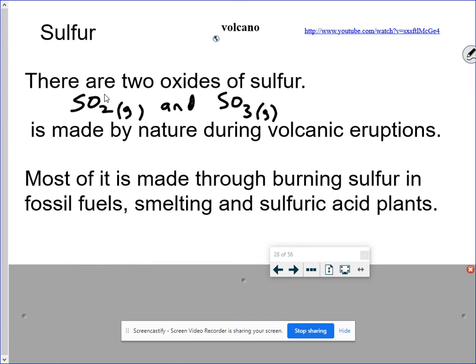Okay. Most of the sulfur that isn't erupted from volcanoes comes from human activity, not from cars, but from coal. So if you had a chunk of coal and the coal isn't 100% pure, as it burns, the sulfur that's in it will turn into sulfur dioxide or sulfur trioxide.